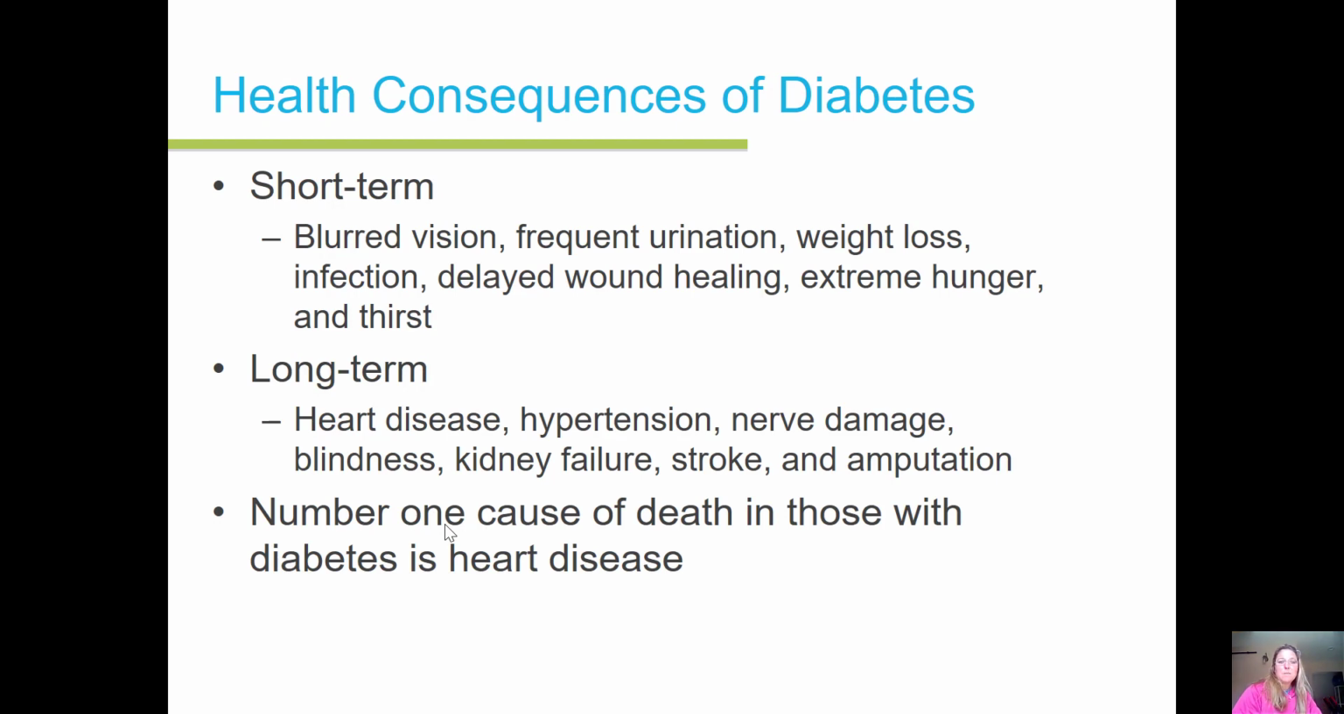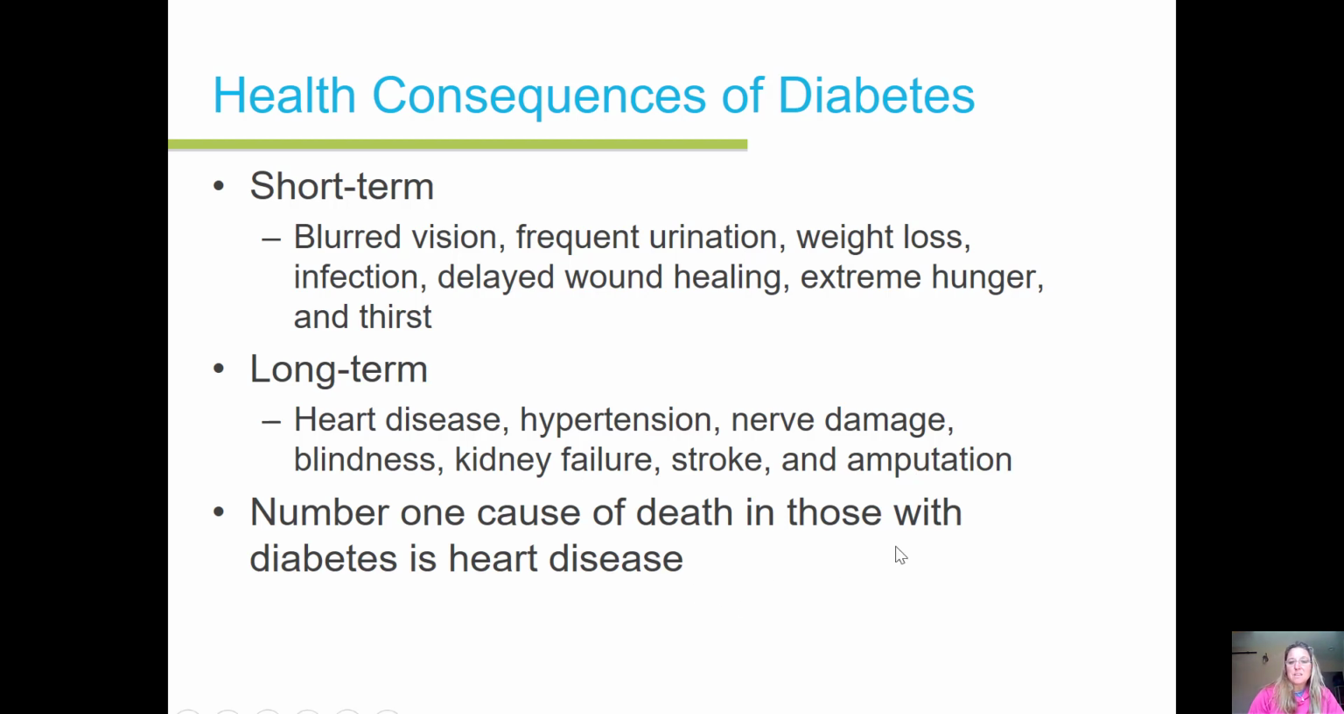Other health consequences of diabetes, the short term, like I just said, the blurred vision, the frequent urination, unexplained weight loss, even wound healing that's taking a long time to occur, being very hungry or very thirsty. Long-term consequences of diabetes definitely leads to heart disease, okay? And then also high blood pressure, damage to those nerves, okay? Blindness is another key condition that diabetics suffer from. They have kidney failure sometimes in the end stages of the disease, and even stroke and amputation of those limbs is a common long-term consequence of diabetics.